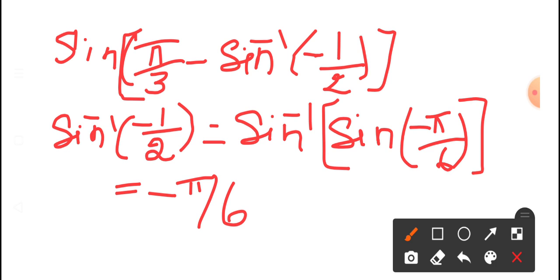Okay, do you understand this step? Sine inverse of minus 1 by 2. Sine pi by 6 gets the value 1 by 2. Here one minus symbol appears, so we put the minus symbol because sine is an odd function.